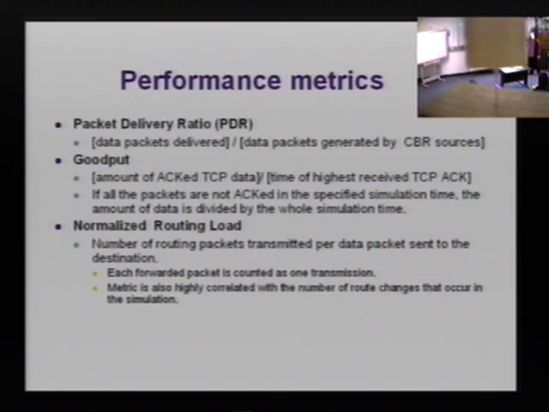Packet delivery ratio, this is defined only for CBR, is the data packets delivered divided by data packets generated by the CBR service. Goodput is the general definition of goodput: the amount of acked TCP data divided by the time of the highest received TCP ack. But if not all the packets are received during the simulation time, then I divide this amount by the whole simulation time.